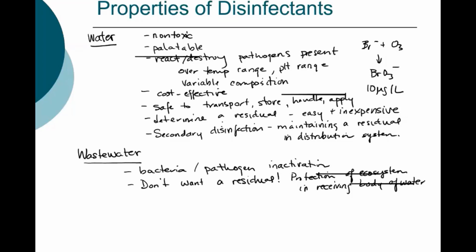What other properties do we want for wastewater? It also needs to be cost effective, and it needs to be safe for transport, storage, handling, and application. The last thing is we don't want byproducts that are toxic. We don't want organisms in the ecosystem to be adversely affected.